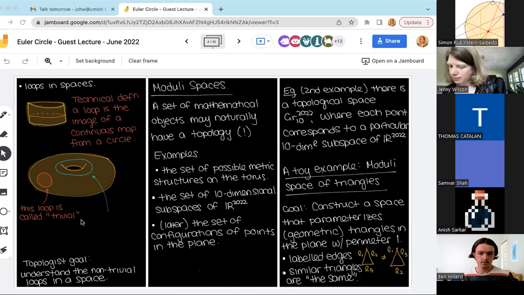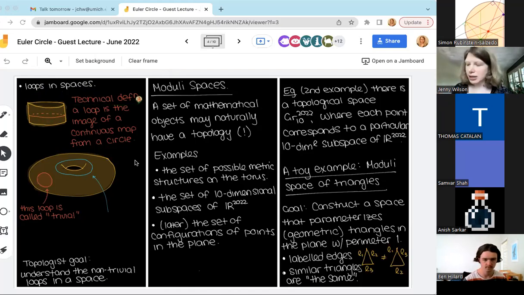Okay, cool. So let's talk about loops in topological spaces. I'm on slide number 4. Okay, so again, a loop is what you think it is. It's like drawing a little circle in the space. The circle should not be torn up in any way. It should be a continuously drawn circle in your space. That's the intuition. If you want to be technical about it, the technical definition of a loop in the space is the image of a continuous map from the circle.